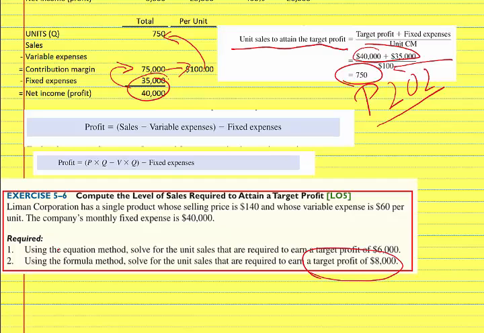Now this says use the equation method and use the formula method. You can use any method you like. I suggest that you use the income statement that we used to solve for these two target profit amounts. So why don't you pause the video and see if you can work exercise 5-6.